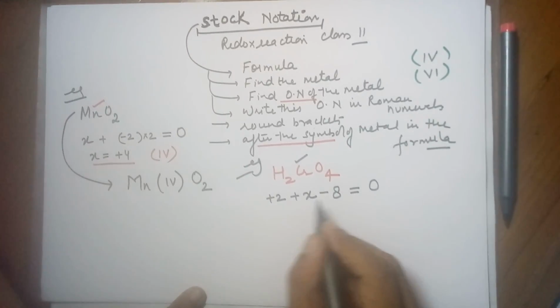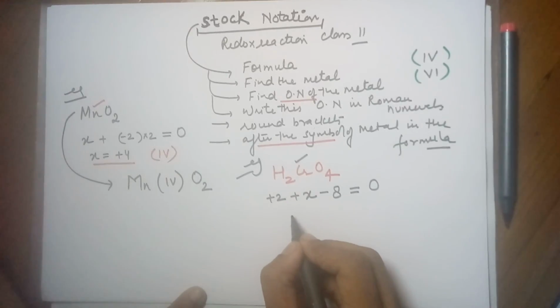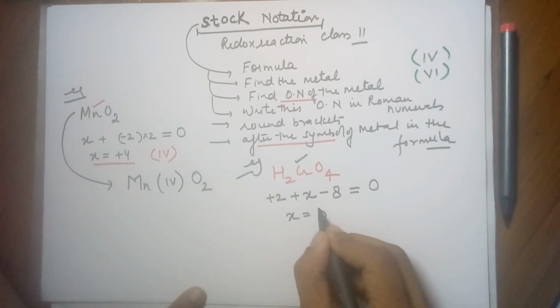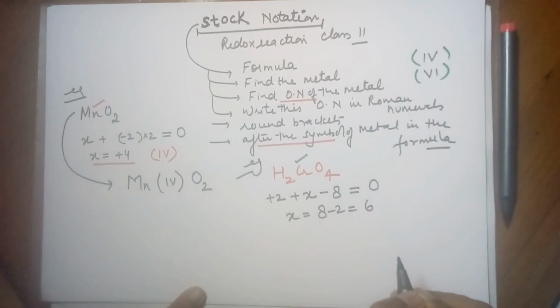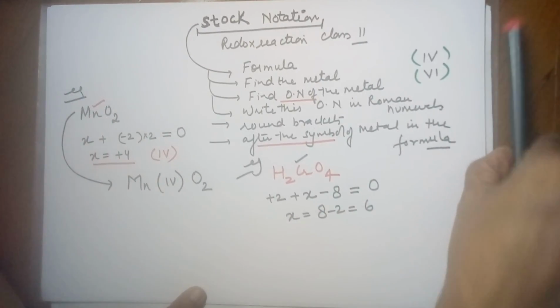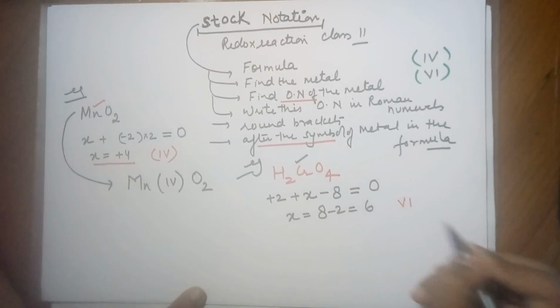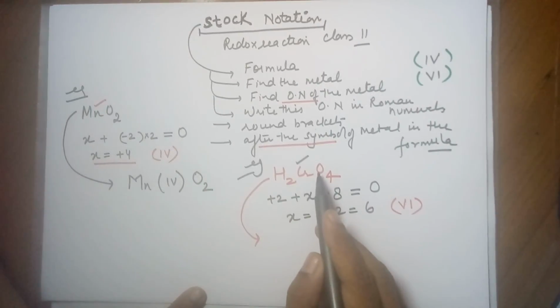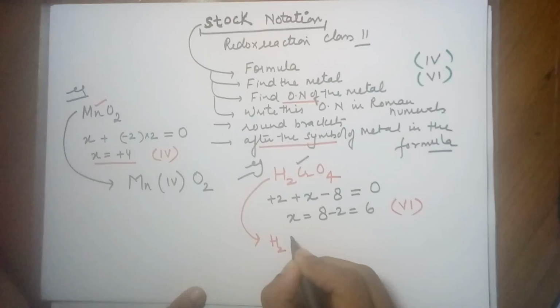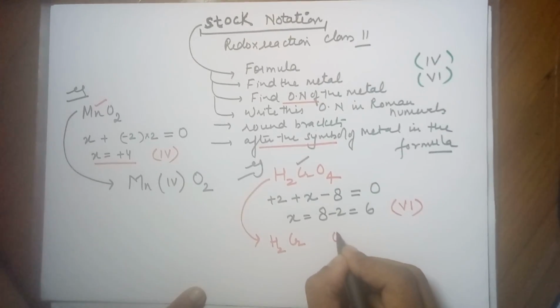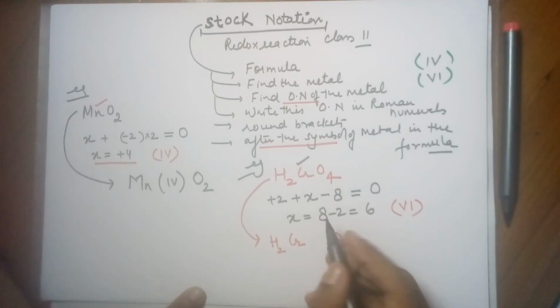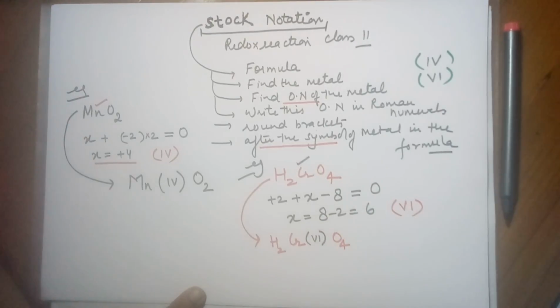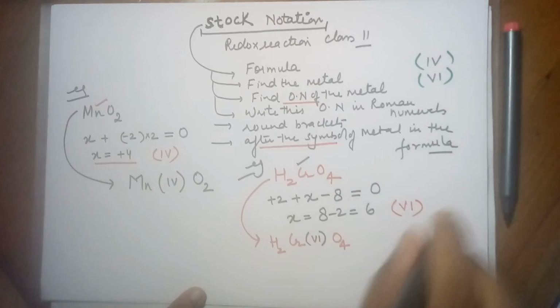Let's find the value of X. Now your value of X in this case comes out to be 8 minus 2, which is 6. The next thing you need to do is write it down in Roman numerals. So that's your 6. Write it in brackets. Now the correct way of writing your stock notation for this particular formula would be H2CrO4, where after the Cr, you need to mention its oxidation number in Roman numerals in round brackets. Should I do another example? We'll do one more and after this I would close the topic.